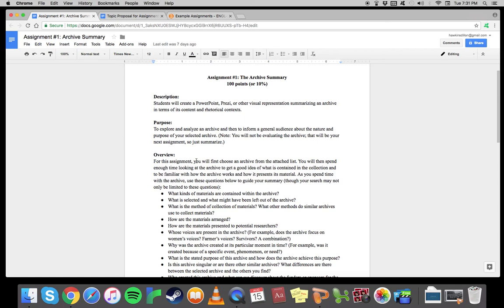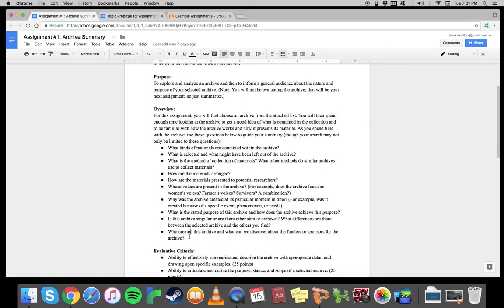Then you will spend time looking at the archive to get a good idea of what is contained in the collection, and to be familiar with how the archive works and with its presented materials. All right? As you spend time with the archive, you will start to ask yourself questions, and these questions will guide your summary. Here are some questions you could ask yourself: What kinds of materials are contained within the archive? What is selected and what might have been left out of the archive?